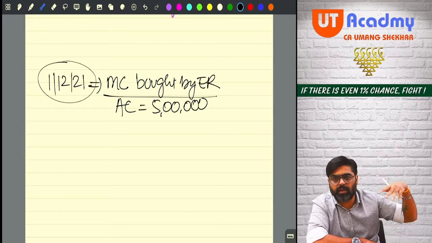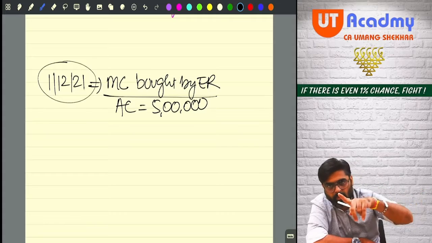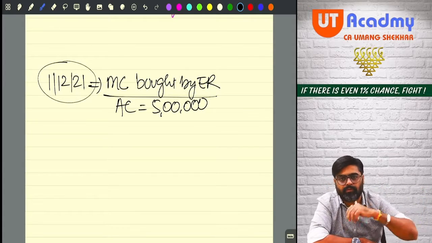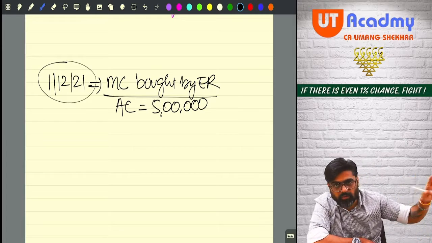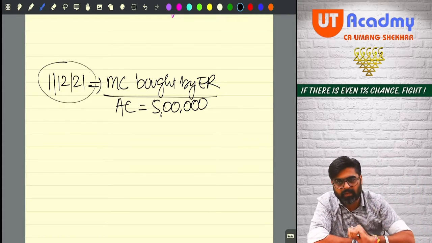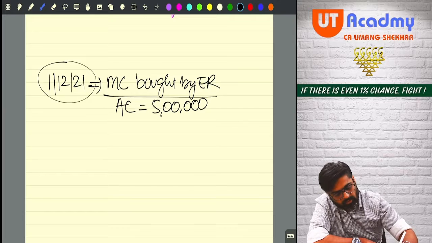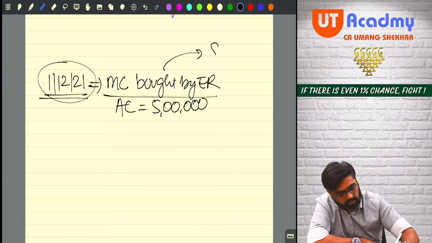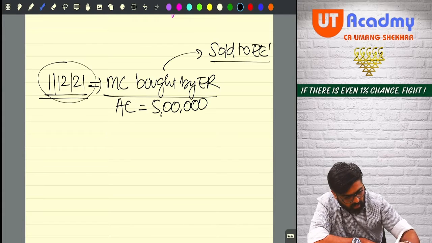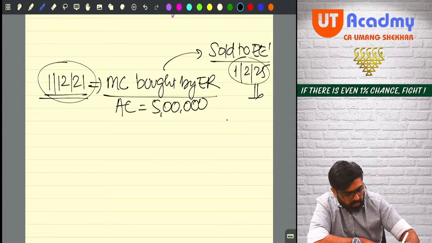Now, after purchasing, this motor car was used by the employer in his business. So the employer kept on using, and this same motor car is sold to you in 24-25. After using for some years and some months, it was sold to you. So can I say, this motor car which was bought on 1st of December 21 was sold to the employee on 1st of February 2025, and it was sold for rupees 2 lakhs only.